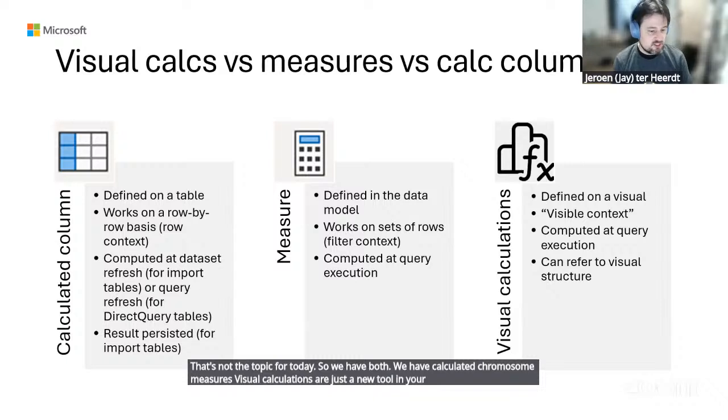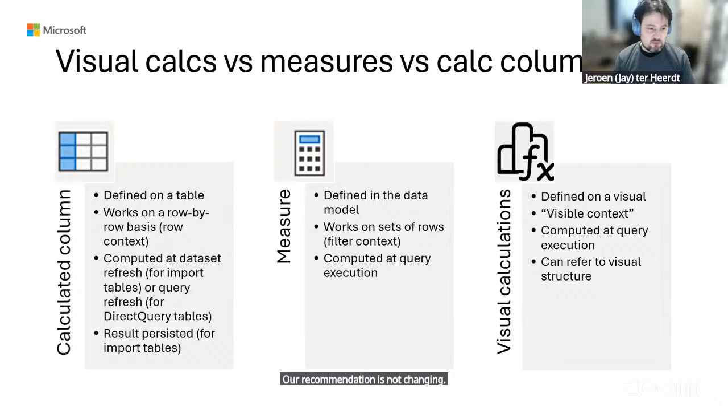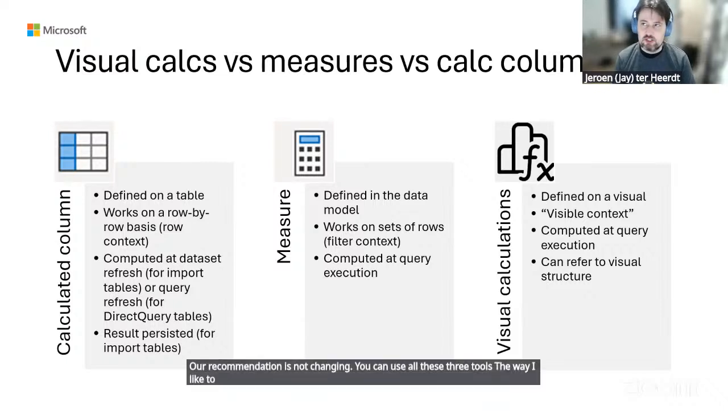So we're not taking any of these away. Our recommendation is not changing. You can use all of these three tools, but the way I like to think about it is that visual calculations are actually the best of both worlds between calculated columns and measures.